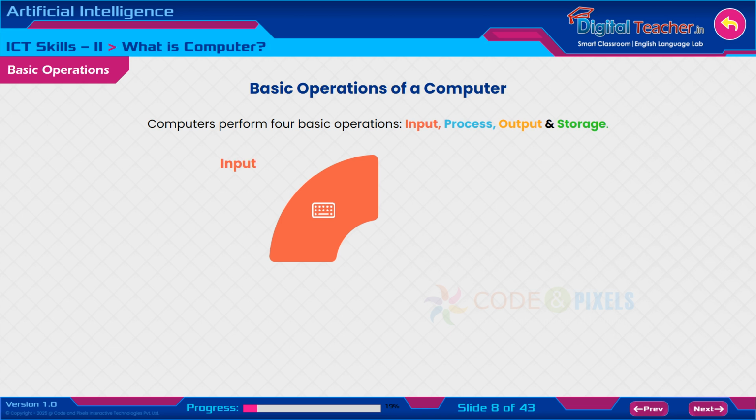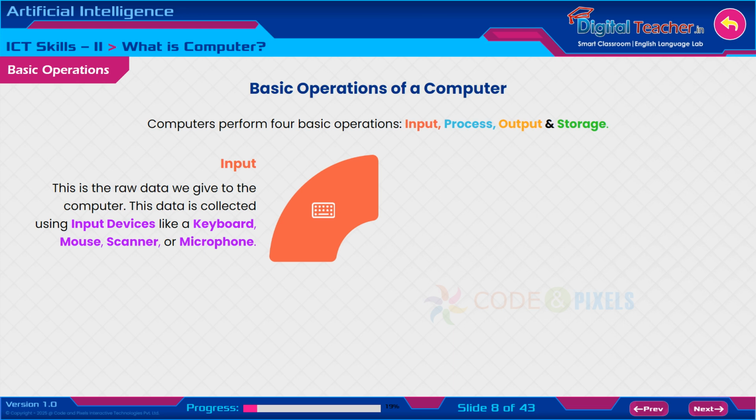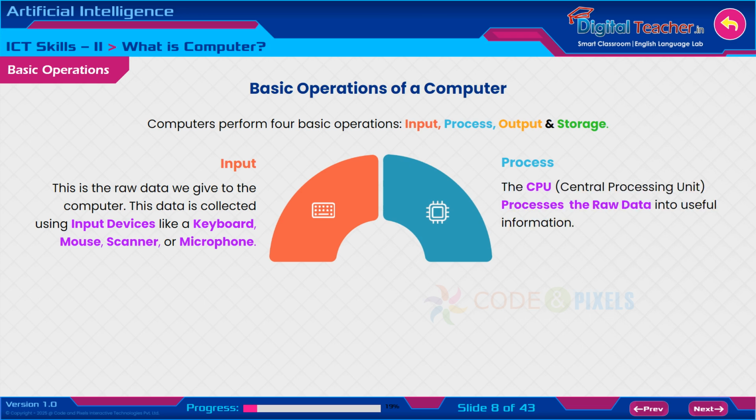Input. This is the raw data we give to the computer. This data is collected using input devices like a keyboard, mouse, scanner, or microphone. Process. The CPU changes the raw data into useful information.